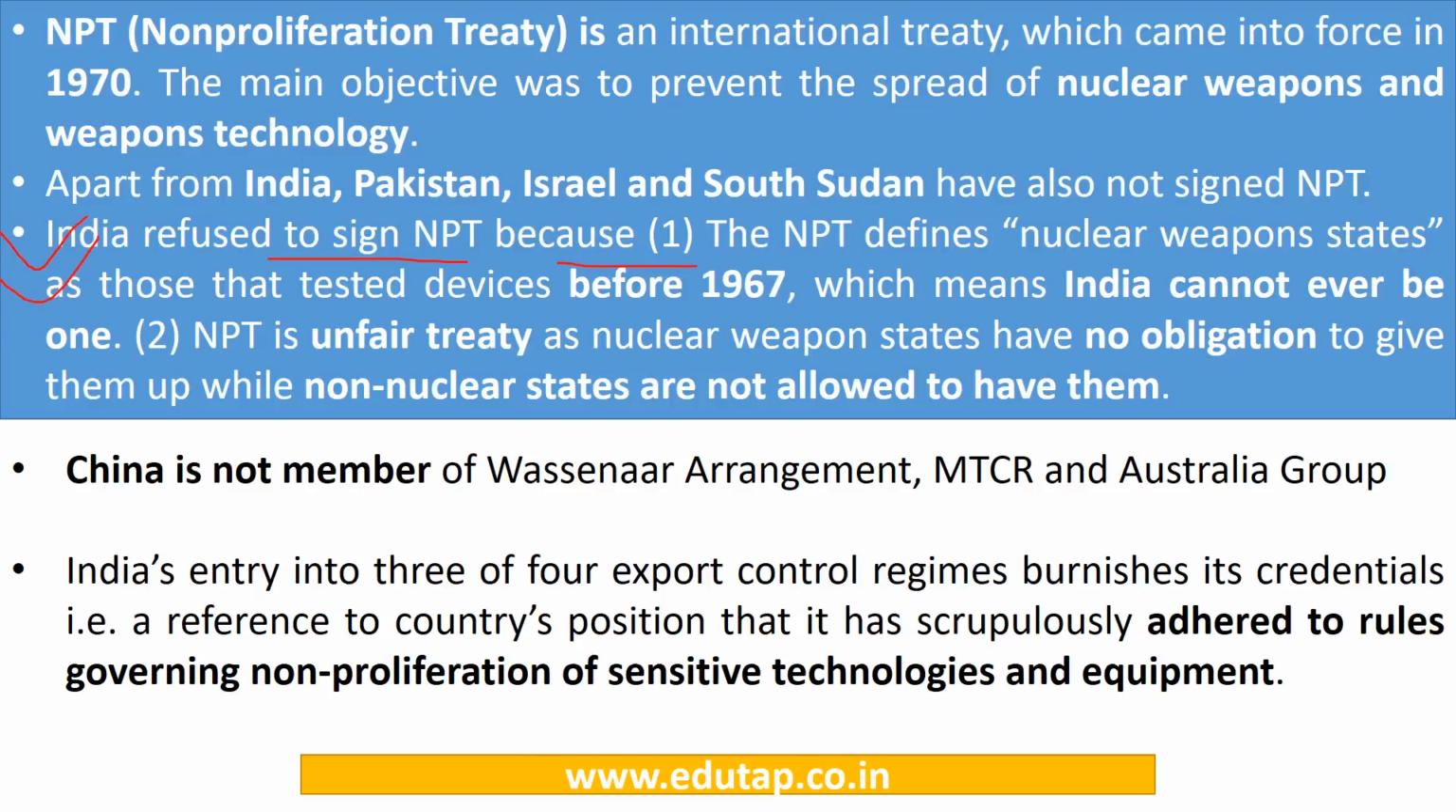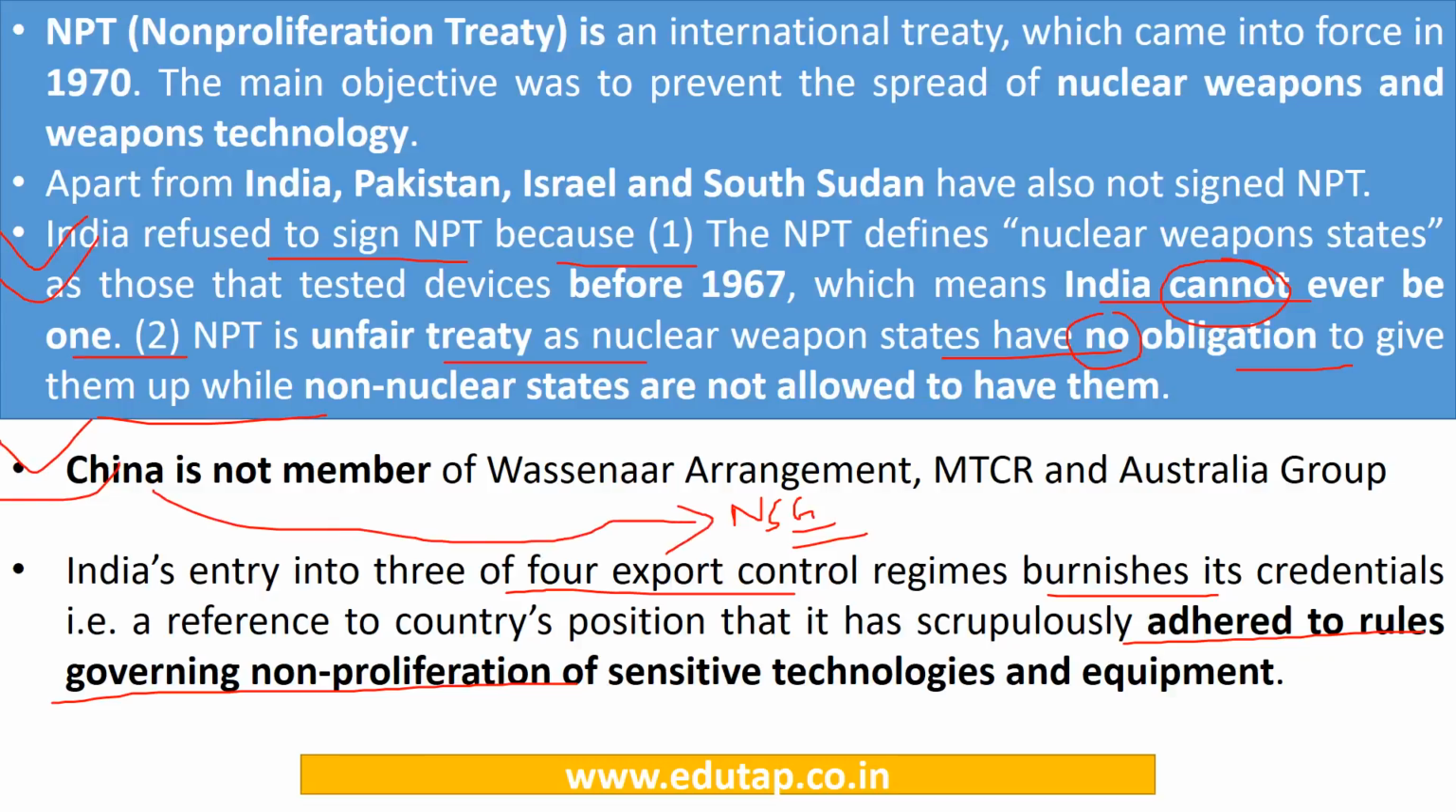Let's try to understand why India is not keen to become a member of the Non-Proliferation Treaty, that is NPT. India considers it an unfair treaty because India can never be a nuclear weapon state as per its guidelines, and moreover only nuclear weapon states have no obligation to give them up. By becoming a member of 3 of the 4 export regimes, India is showing the world that it strictly adheres to the rules governing nuclear non-proliferation and is eligible to become a member of Nuclear Suppliers Group. Another important thing to remember is that China, who is blocking India's entry to NSG, is a member of only one export control regime out of the 4, that is NSG.